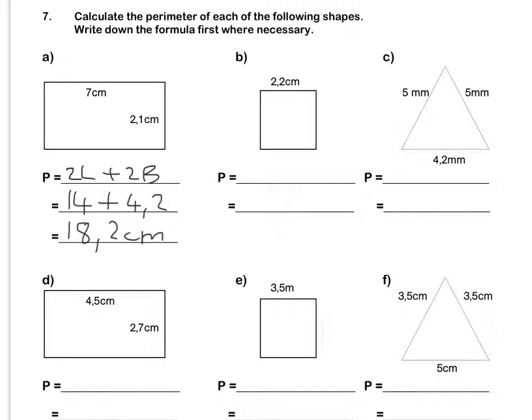Let's do B together. This is a square. Remember, a square has 4 equal lengths. So the perimeter is 4 times L, or just 4L. Now 4 times 2,2, you can do it mentally or by means of a sum on the side, and it's 8,8 centimeters. For C, this is a triangle. There's no formula. You just need to add up the length of each side. Press pause to complete question 7 by yourself.